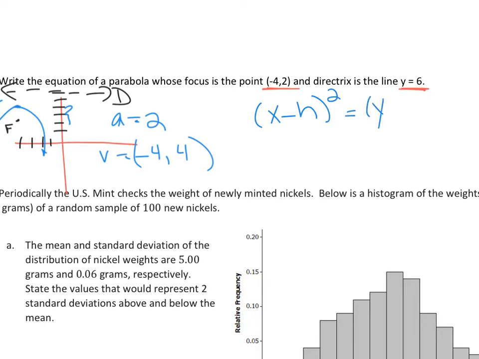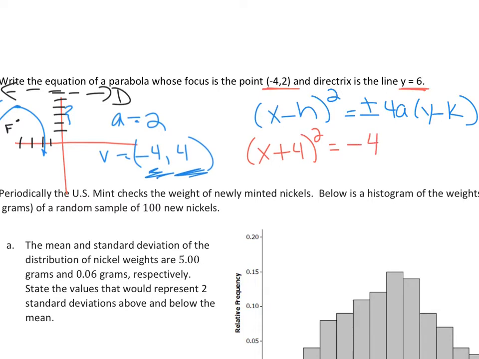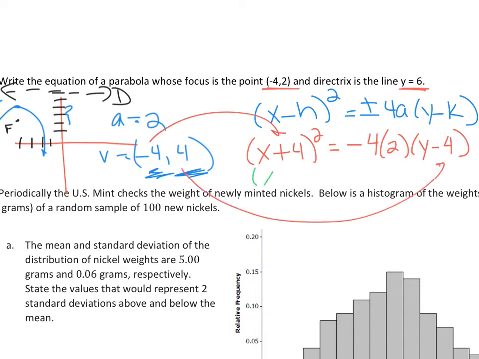Oops, I forgot the 4a, plus or minus 4a (y minus k). Okay, so I'm going to plug in the vertex. Now remember, you need to change the signs of these. So it's going to be (x plus 4) squared equals, now the parabola's opening down, so it's going to be negative 4 times 2 (y minus 4), okay? So this one went here, changed its sign, and this one went there, changed its sign. My final equation will be (x plus 4) squared equals negative 8 (y minus 4).